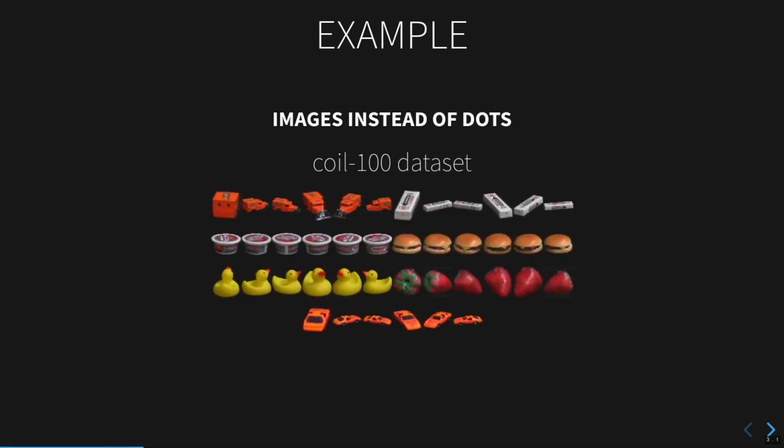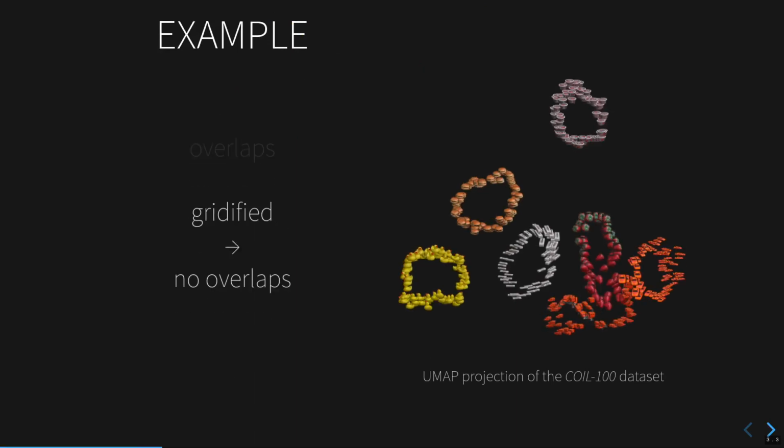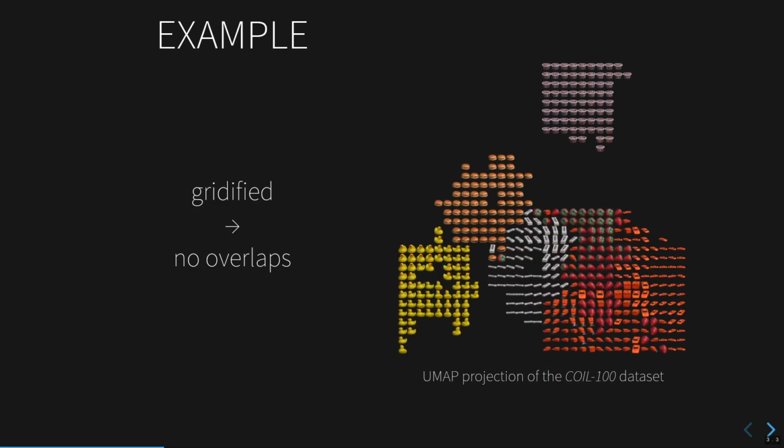When possible, a scatterplot can be enriched with images. The Coil 100 dataset, for instance, consists of photos of objects at various rotations. Projected with UMAP and the points drawn as their image, a lot of overlap occurs. On the gridified version of the scatterplot, no overlap occurs anymore.